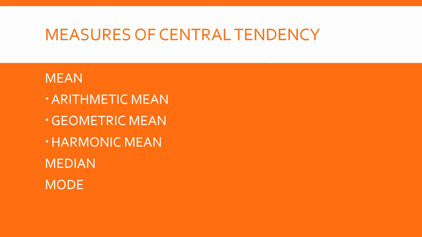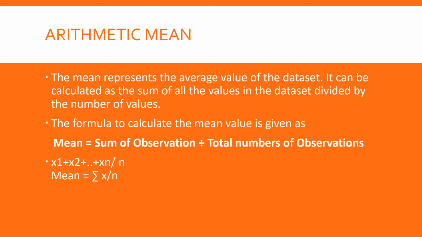There are 5 measures of central tendency. Starting with mean, the mean is of three types: arithmetic mean, geometric mean and harmonic mean. Then we have the median and the mode. So today I'm going to talk about 3 measures of central tendency: mean, median and mode. And in mean also, I'm going to talk about the arithmetic mean.